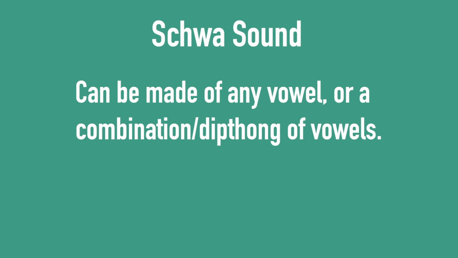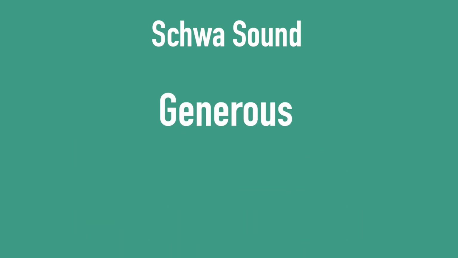Let's take a look at a couple of examples. Let's look at the word generous. In the third syllable, the OU diphthong makes a schwa sound, generous.